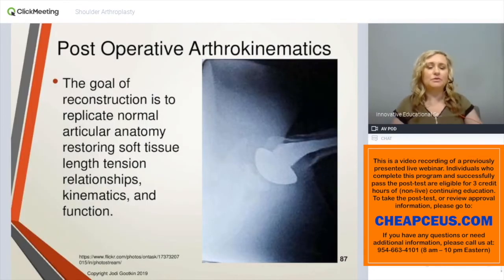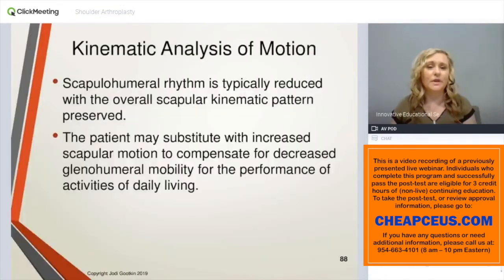As we look at our post-operative arthrokinematics, we've already discussed some of the differences between the total shoulder as well as the reverse shoulder arthroplasty. It is important that we understand exactly which procedure the patient had done, because it's going to give us some information as to how much we're focusing on the rotator cuff versus the deltoid muscle during our rehabilitation to restore functional movement.